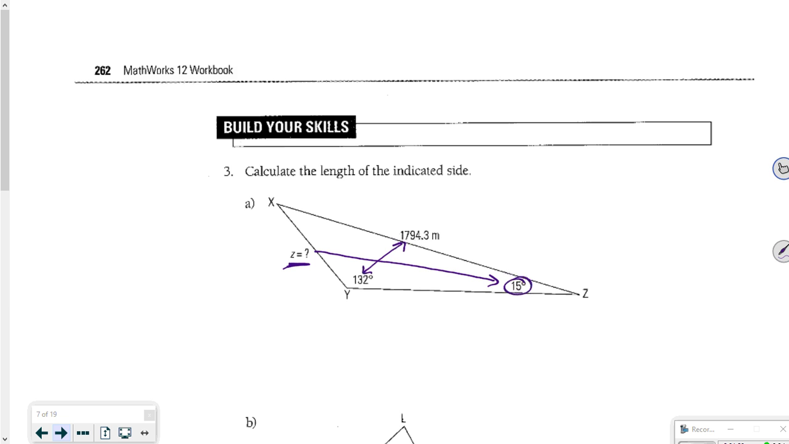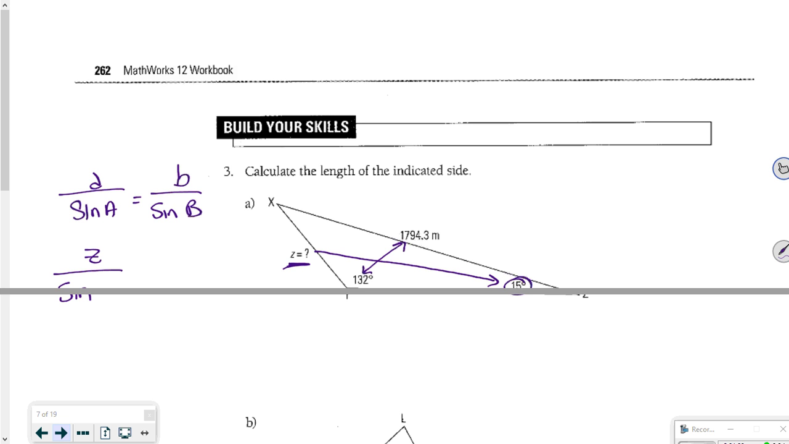So A over sine A equals B over sine B. In this case, with this diagram, the side we're solving for is called Z. So instead of an A, I'm going to put my Z on top. And then underneath it, it's going to be sine of the angle that's directly across from side Z, which was the 15 degrees.